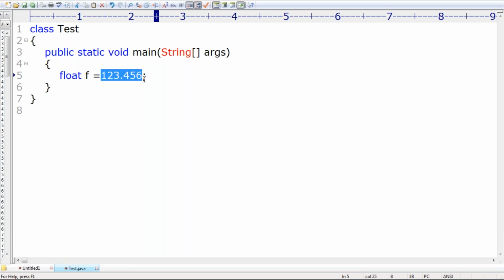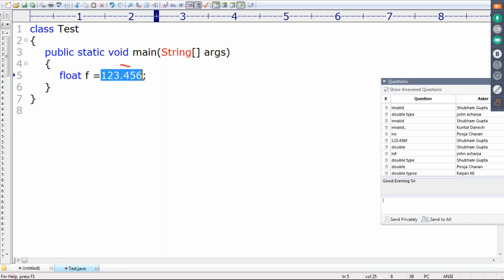Okay, make sure, sir. By default, every integral literal is what type? Int type. Similarly, by default, every floating point literal is what type? Double type. Remember that, sir. Double means how many bytes? 8 bytes. Remember that, I already covered it.